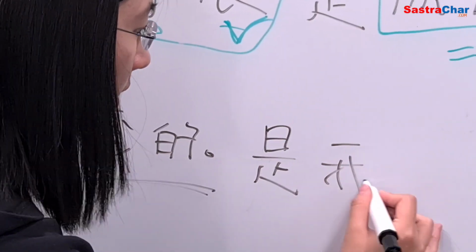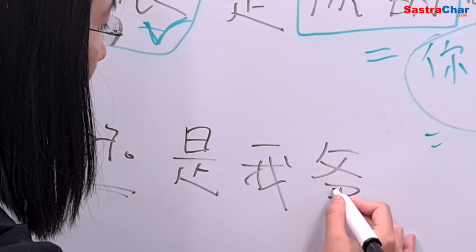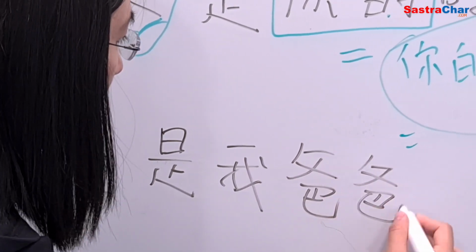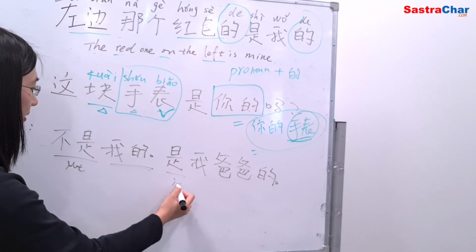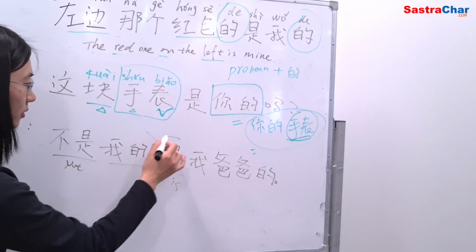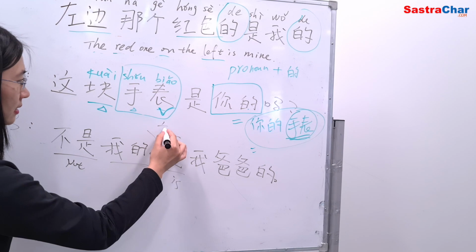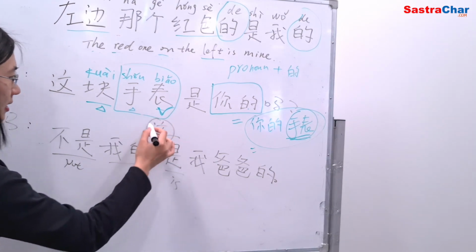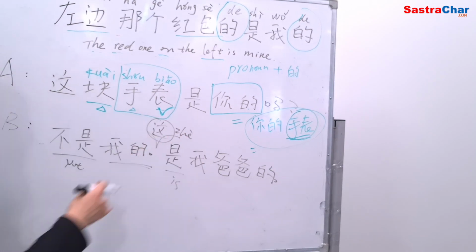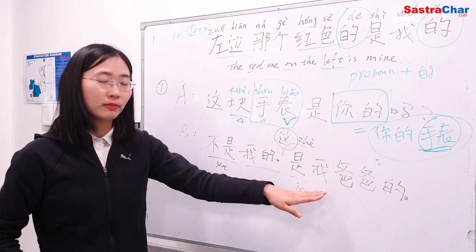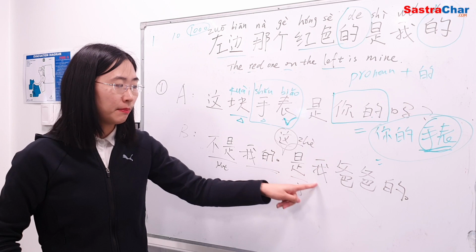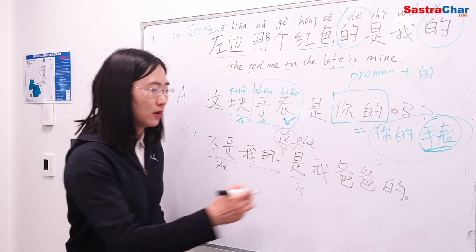是我爸爸的. Okay, 爸爸的. So it also omits the subject. 这 means this, right? 这是我爸爸的 means this belongs to my father, or this is my father's.